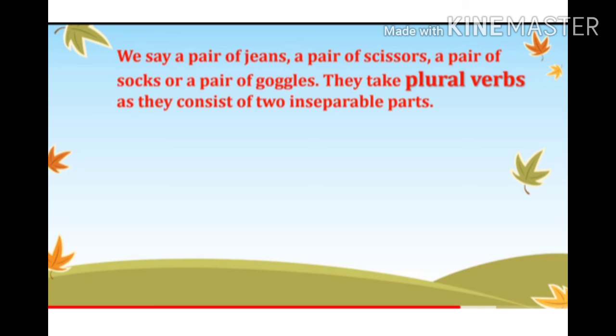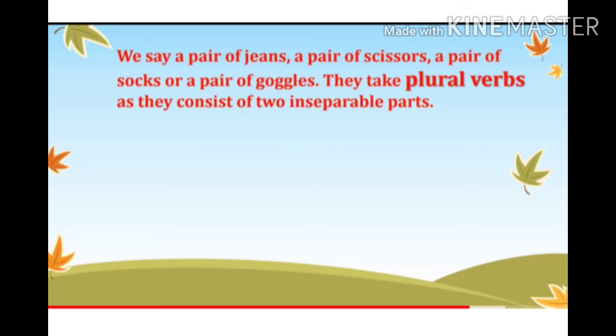Have you ever worn socks only on one foot? Or have you ever worn jeans only on one leg? Have you ever used a goggle only for one eye? No, we don't do that. Because they are always used together as a pair. Since they are inseparable parts, with them we always use plural verbs because they are two.